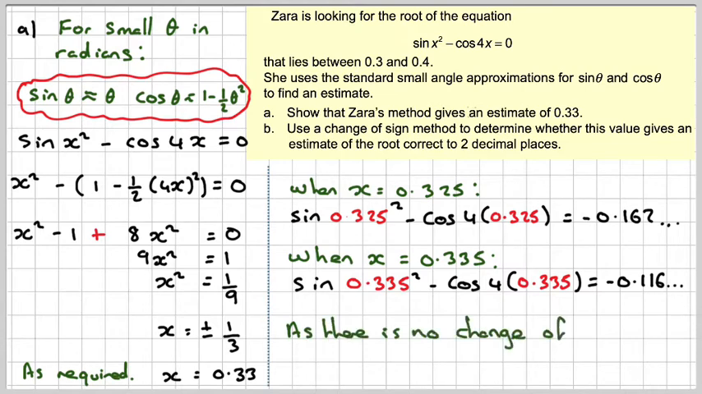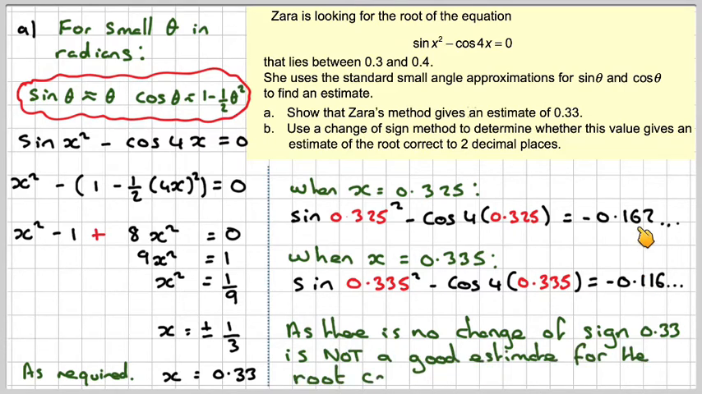As there's no change of sign, 0.33 is not a good estimate. In order for it to be a root, there would have to be a change in sign, because the curve would have to pass from one side of the x-axis to the other.